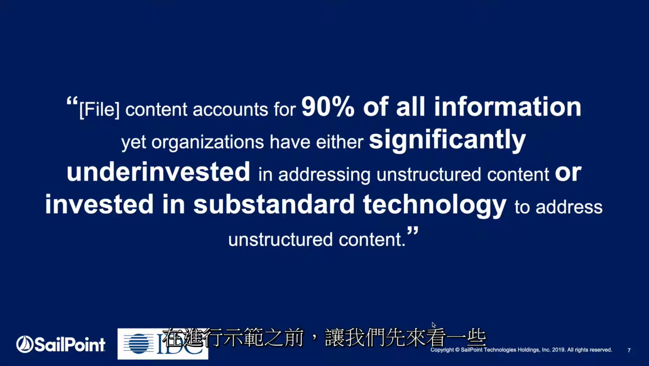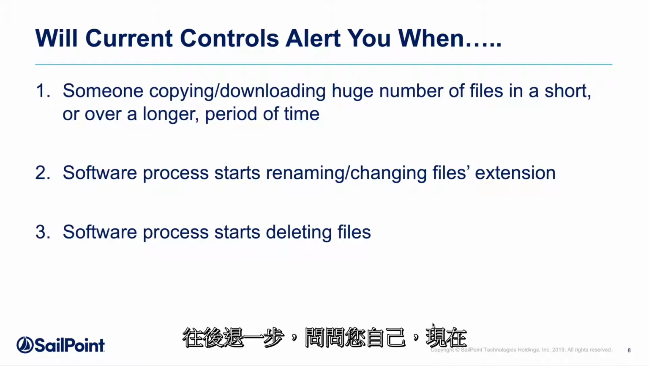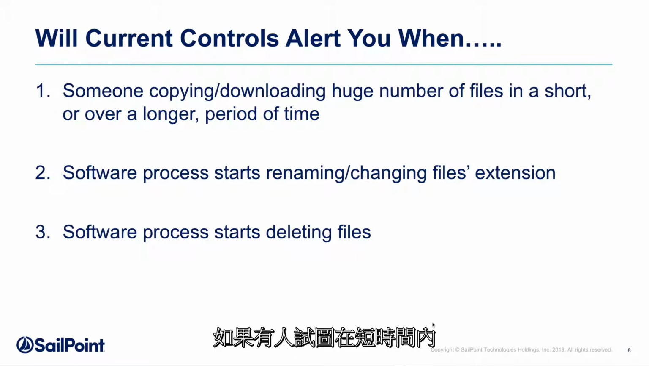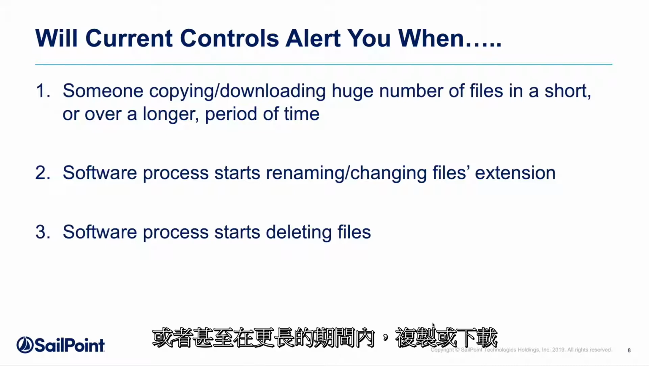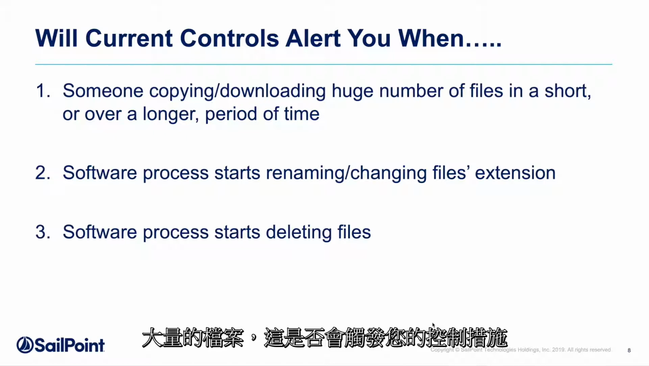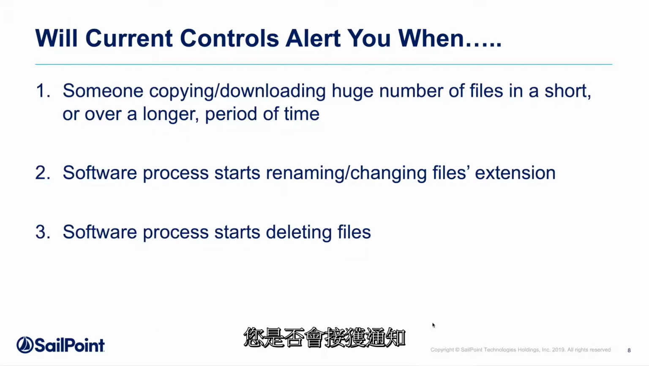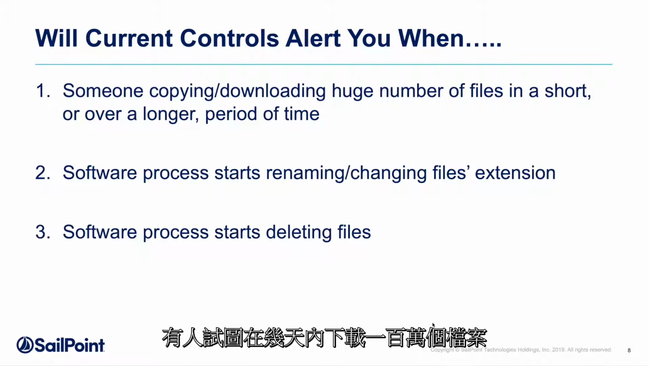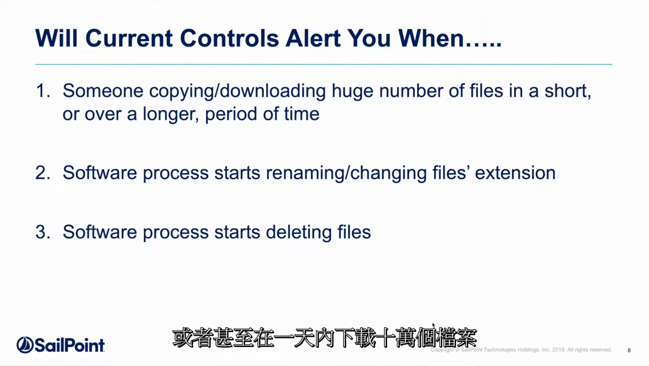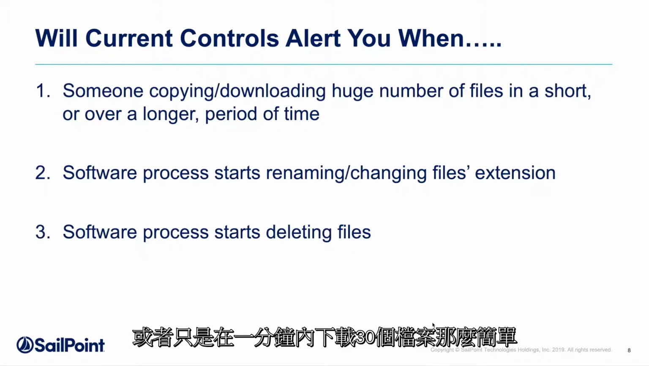Before I go into the demo, let's look at some examples of potential gaps that might exist today. So take a step back and ask yourself: today, if somebody is trying to copy or download a huge number of files in a short, or for that matter even a longer period of time, will your controls fire? Will you be notified? Say, for example, somebody is trying to download 1 million files over a couple of days, or even 100,000 files within a day. Or it can be as simple as downloading 30 files in a minute.